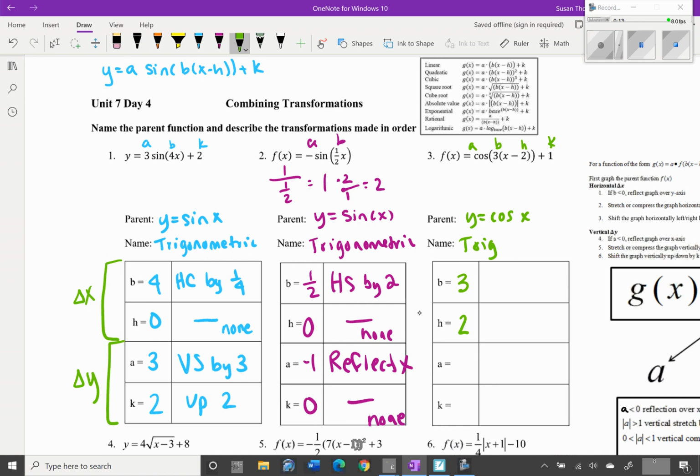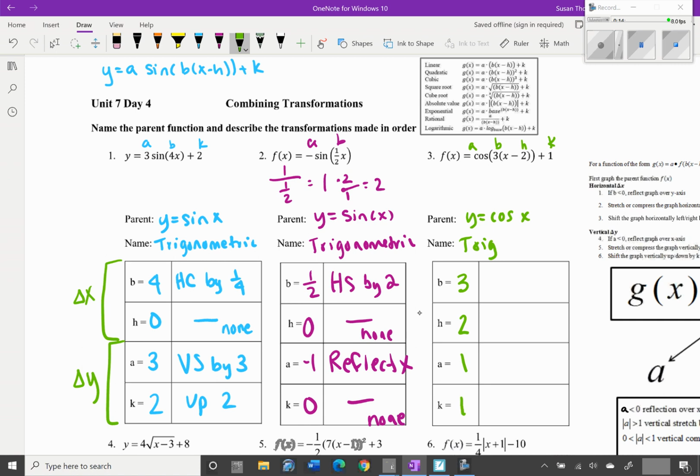If it was negative, then this would be a plus on the inside right here because that would be x minus -2 to get that plus. So the original equation is always minus, so 2. A, if it's not there, of course, is just 1, and k is 1 as well.